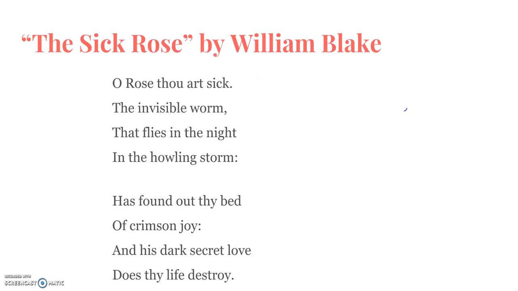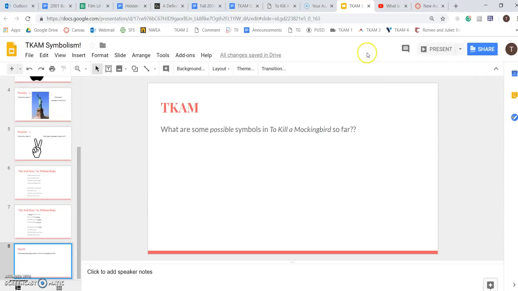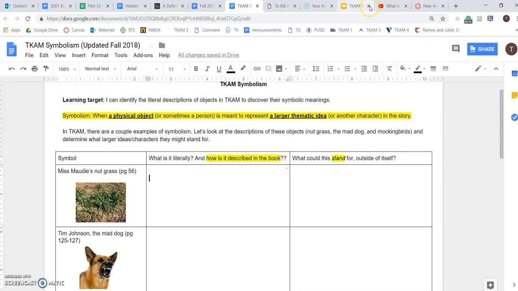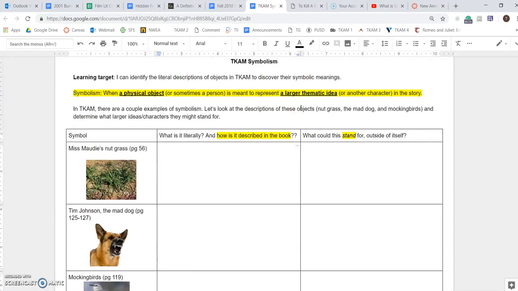So, there we are. And we used to do a poem as well, but I don't think that's necessary. So, on the document, which I can make big as well, here we are. On the document that you should have made a copy of, you should be able to see the learning target at the top is that you can identify literal descriptions of objects in To Kill a Mockingbird to discover their symbolic meanings.